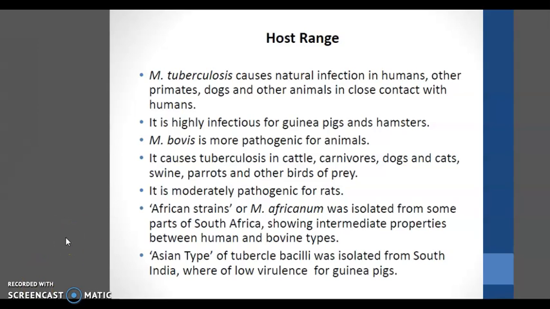African strains, or Mycobacterium africanum, were isolated from some parts of South Africa, showing intermediate properties between human and bovine types. Whereas the Asian type of tubercle bacilli was isolated from South India, where a low virulence to guinea pigs was found.